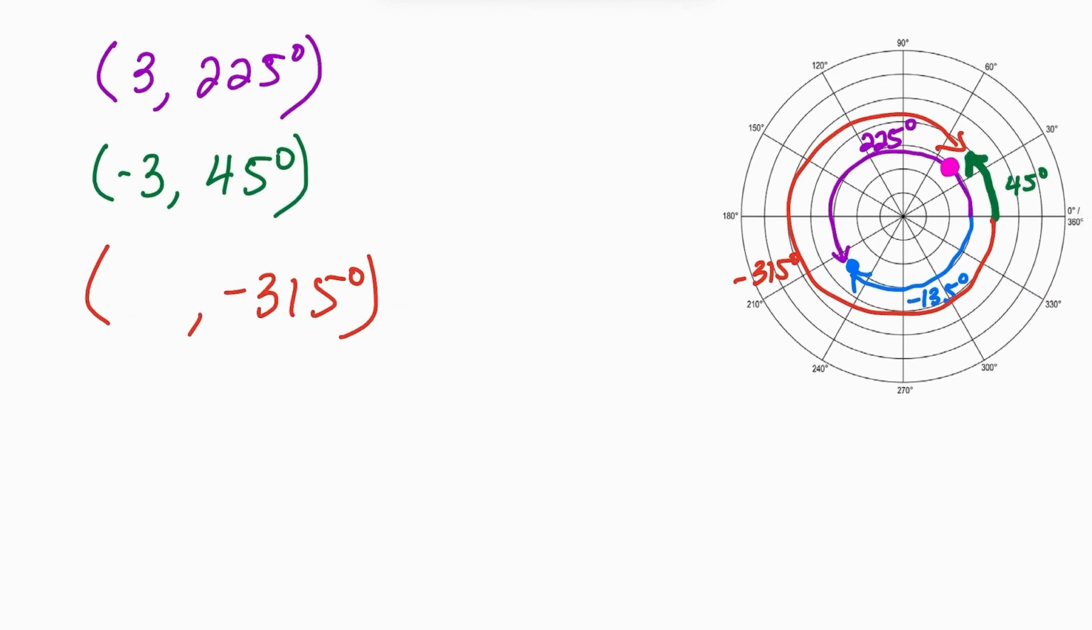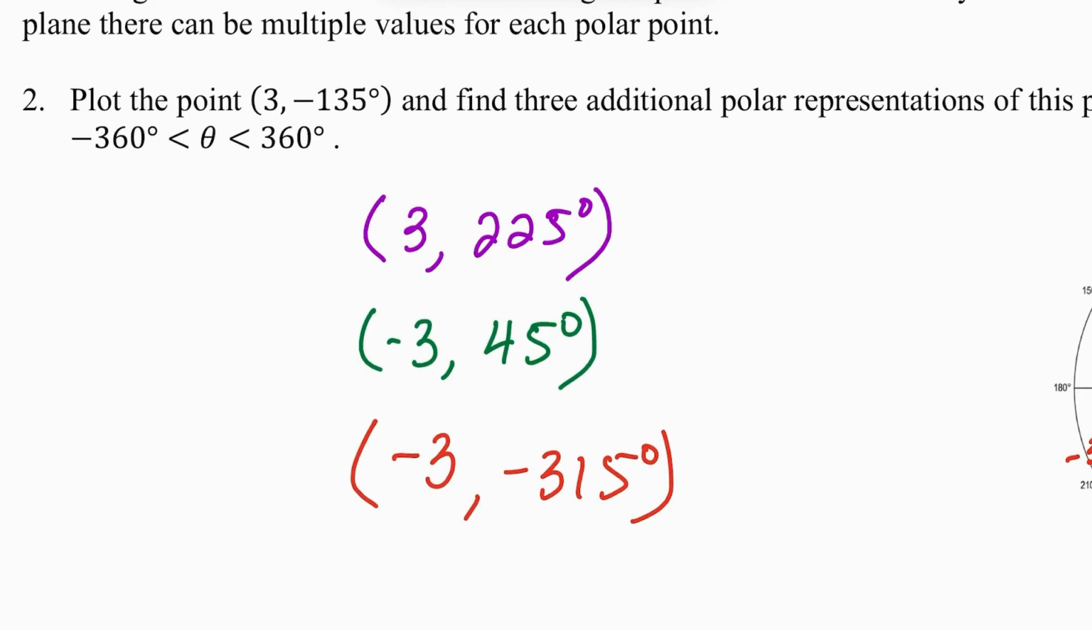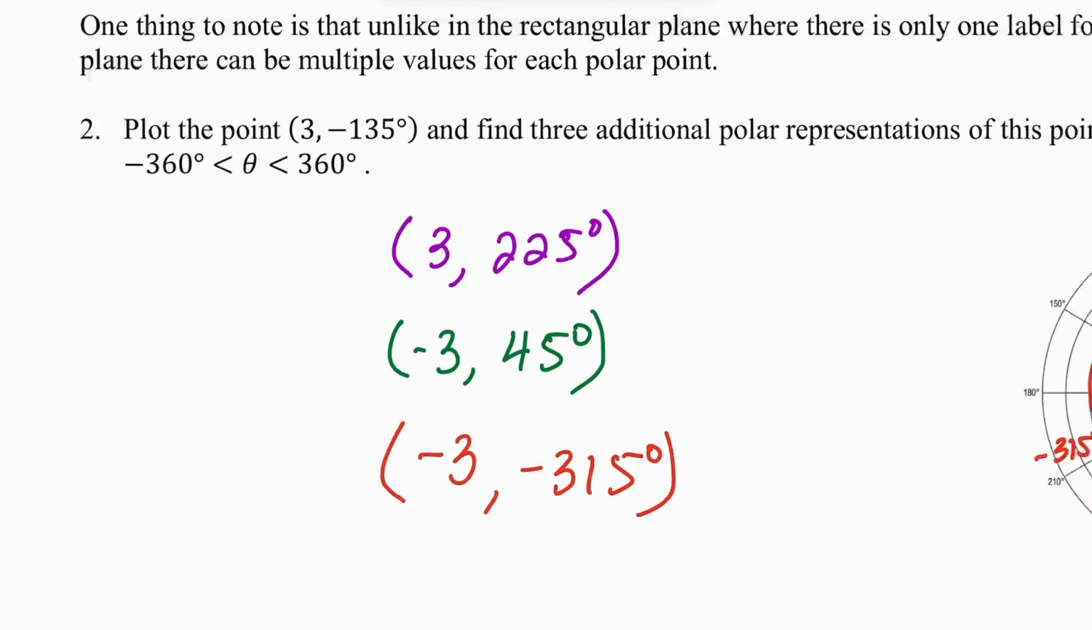However, negative 315 will end up here, but I don't want it to end up there. I want it to end up here, so we need to do the negative radius. So that's why it's going to be negative 3 and negative 315. So notice that two of my points have a positive radius, but one has a negative angle. The same thing applies here, if the radii are negative.